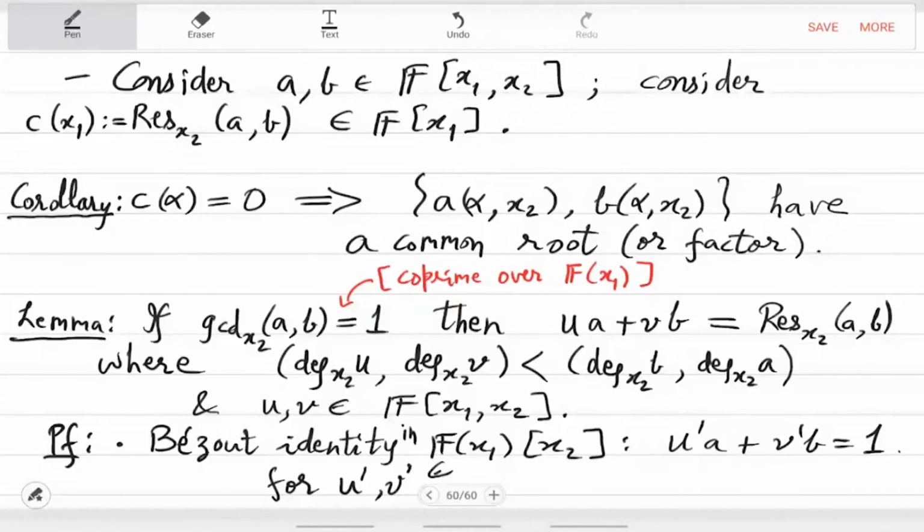But the problem is that this u prime, v prime may involve dividing by univariates in x1. They are not polynomials, right? So, you want to make u prime a polynomial in x1, x2, in both the variables. To do that you have to multiply by the denominator, and that denominator is guaranteed to be a factor of the resultant. Why is that?